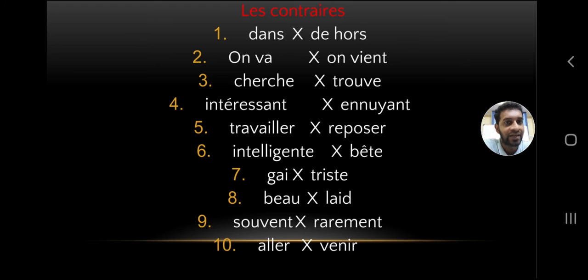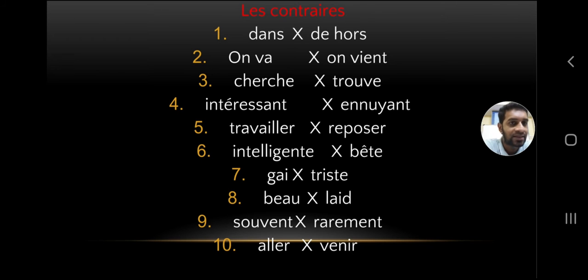Travailler is in the infinitive form. You can see the verb is not conjugated, so you've got to give the infinitive form of the opposite, which is reposer. Both are er ending verbs. The sixth one is intelligente.